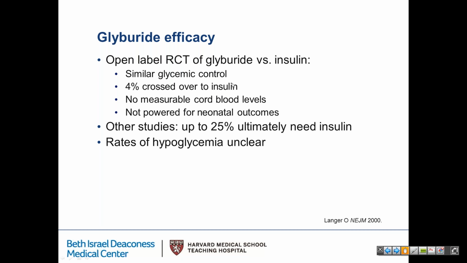It was an open label randomized controlled trial published in the New England Journal now almost 20 years ago. It showed similar glycemic control in the Glyburide arm to the insulin arm, and very low crossover rates to insulin. They found no measurable cord blood levels.